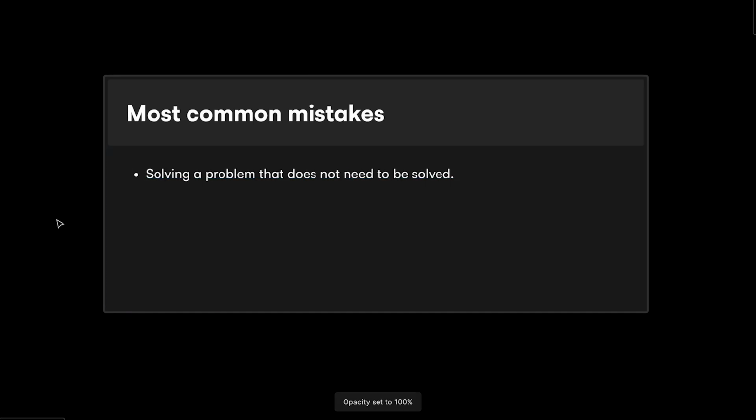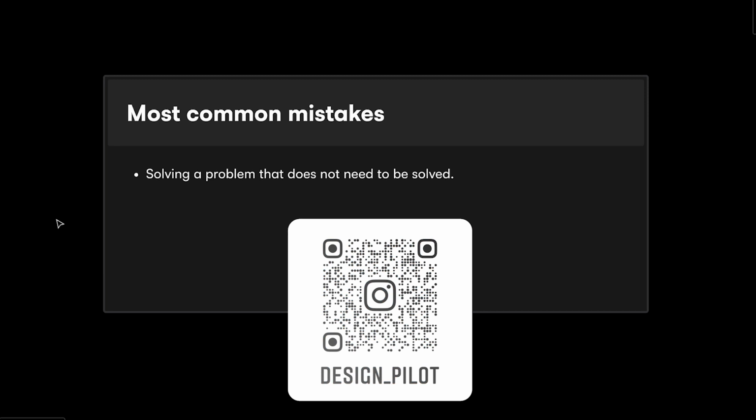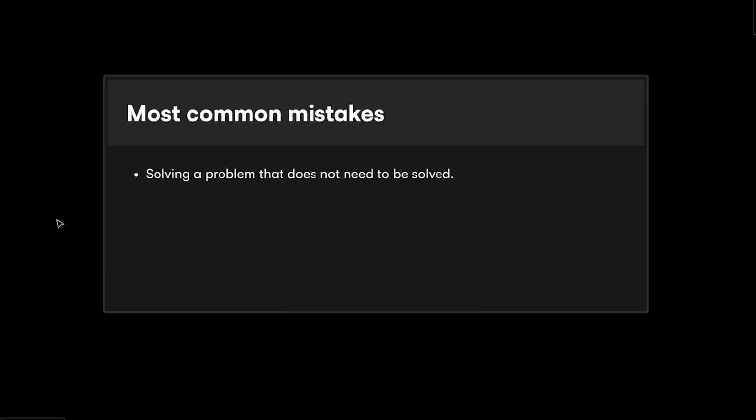The first one is solving a problem that does not need to be solved. I've seen this a lot of times where people just think that it's a problem, and they don't understand that the way something works is completely fine and it does not have to be solved or touched. That's the first problem.